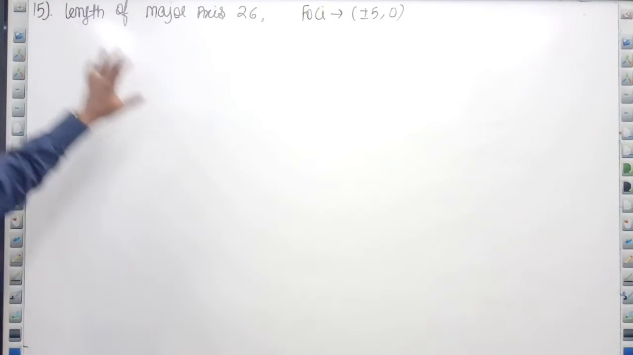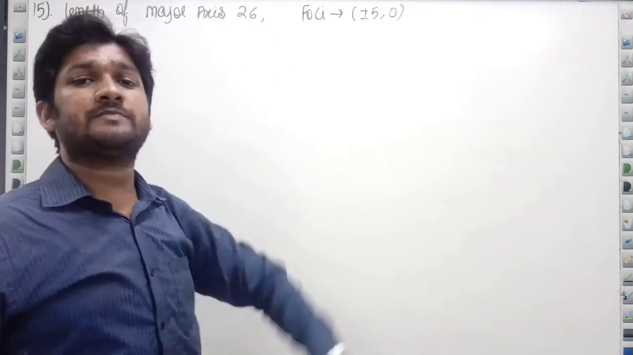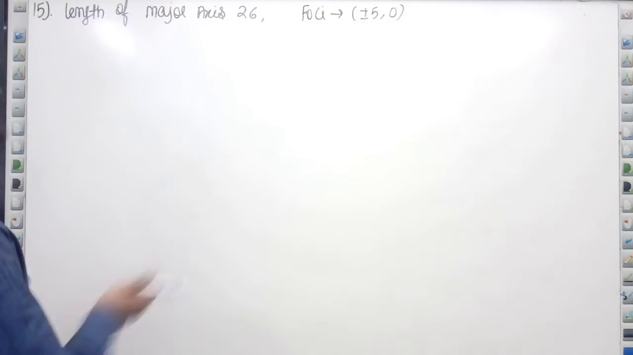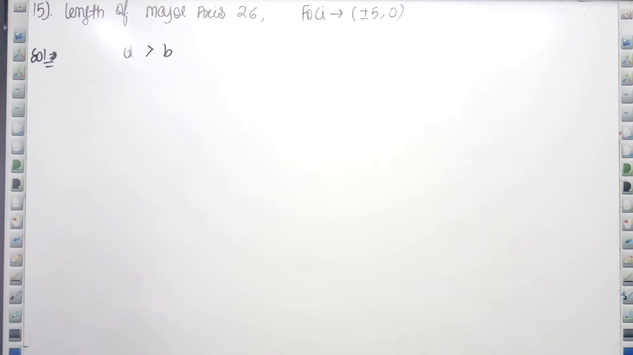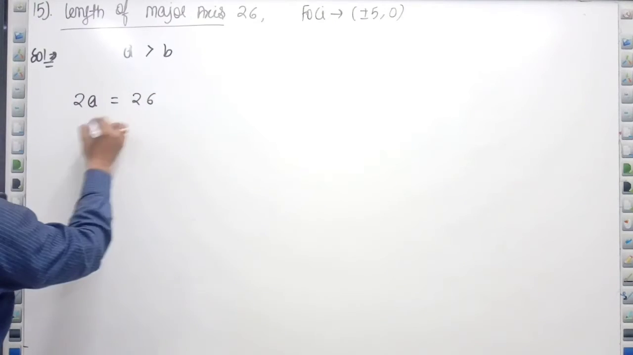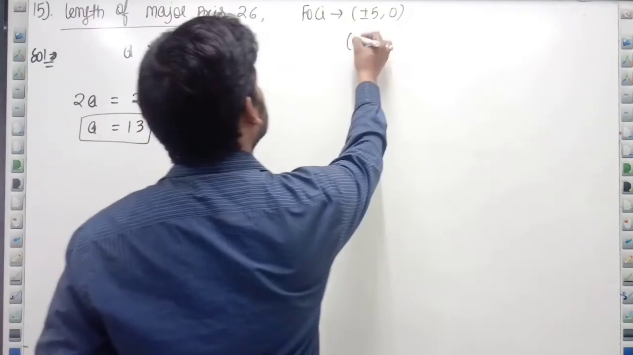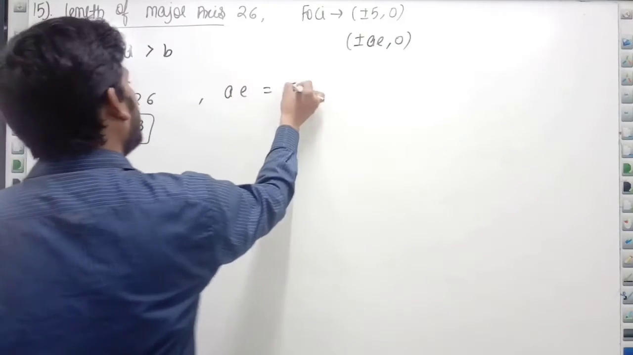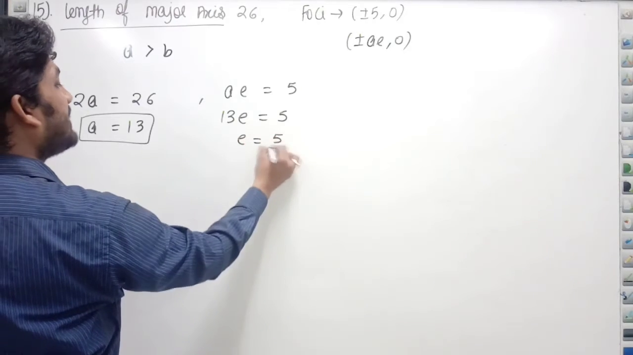We have question number 15: length of major axis 26 and foci plus minus 5, 0. As the foci are on the x-axis, this is the case when foci or vertices are on the x-axis, a is greater than b. So what will be the major axis length? That is 2a. 26, so a is equal to 13. And foci is plus minus ae, 0. So I can say ae is equal to 5. a is 13, so 13e equals 5. So e equals 5 by 13.